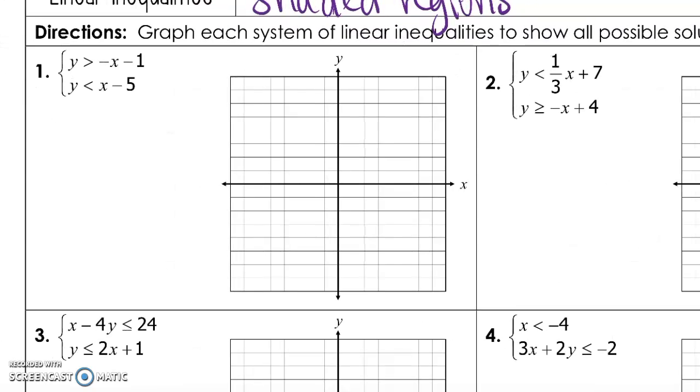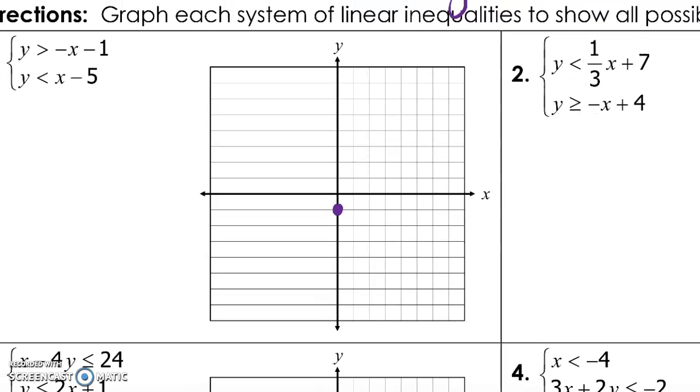Our top one tells us we start by going down 1 for our y-intercept, and then our slope is down 1, right 1, and up 1, left 1. We have a dotted or dashed line. Now, instead of shading, what I would do is draw an arrow. Since it says greater than, that tells me I would be shading above this line. You could even put a couple of arrows on there.